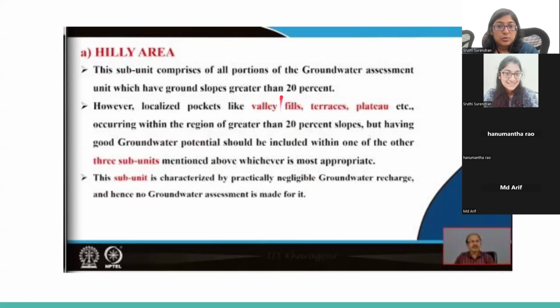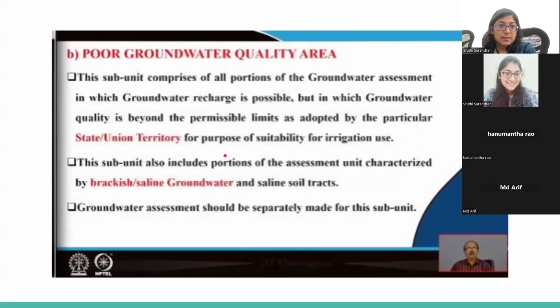So three key points to take away in this hilly area: these are areas having slopes greater than 20%. These have good groundwater potential, although the recharge is very negligible. So groundwater assessment is generally not conducted for hilly areas.